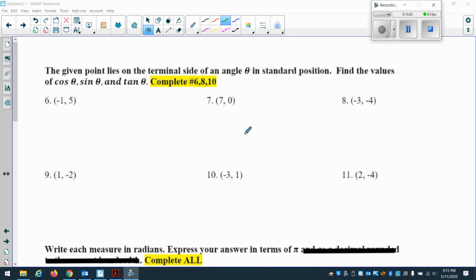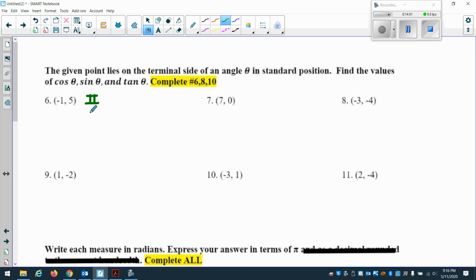Okay, so no one requested this question to be done, but just to clarify, because you did have one as a warm-up, so that's probably why. But if you are given a point that lies on the terminal side, which is where you end up of an angle in standard position, find the values of cosine, sine, and tangent. So you look at the point. Here we're given negative 1, 5. Well, what quadrant is that in? That's quadrant 2. Okay, so this is very similar from what you did on the previous page.